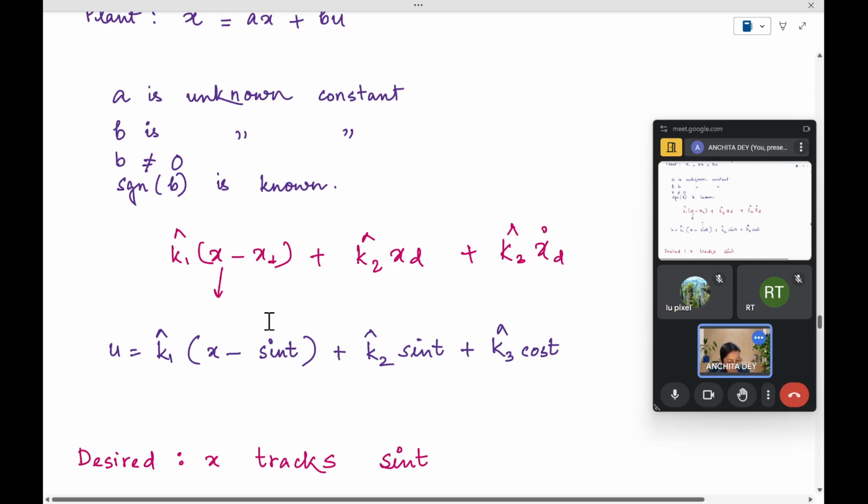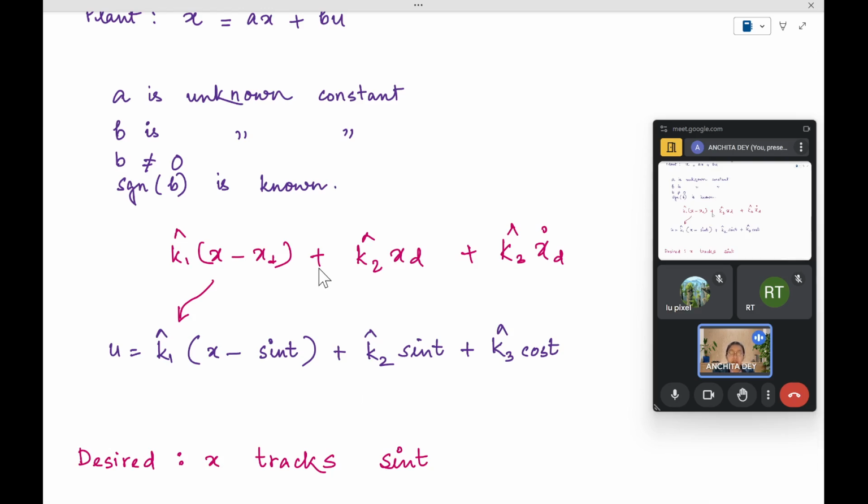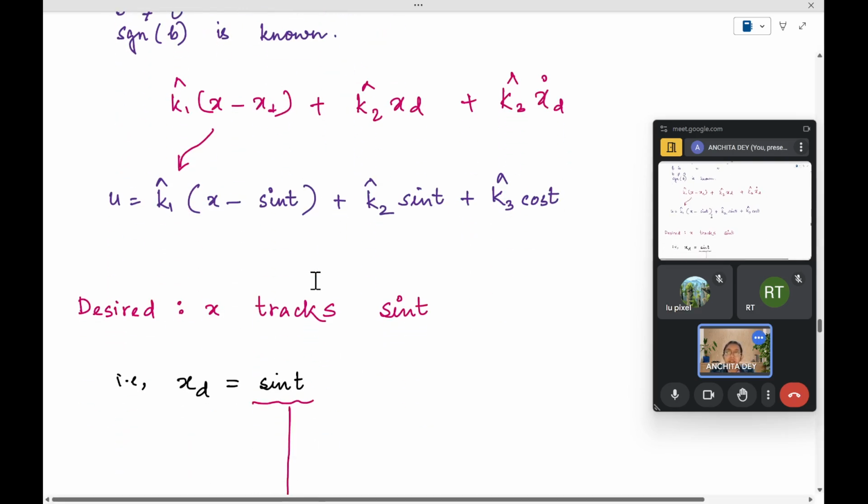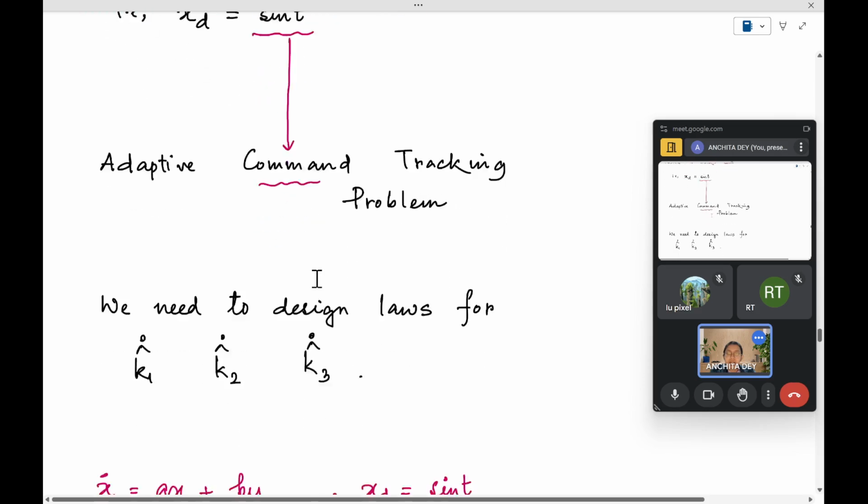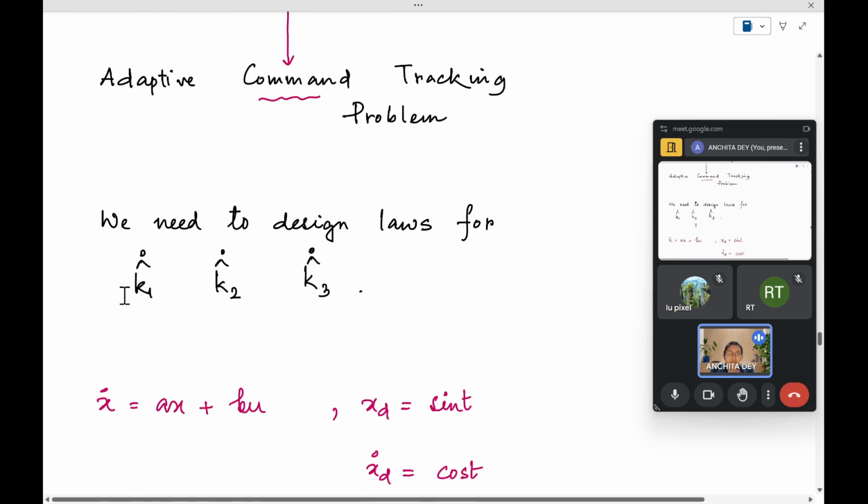So the expression that we obtain here is similar to what we saw for the adaptive command tracking design. The only difference is that earlier you had K1 hat into x, now you have K1 hat into x minus xt, and that brings a small tweaking that is required in the Lyapunov analysis before you reach the Lyapunov analysis. So let's look into that. We need to design laws for K1 hat dot, K2 hat dot, and K3 hat dot.